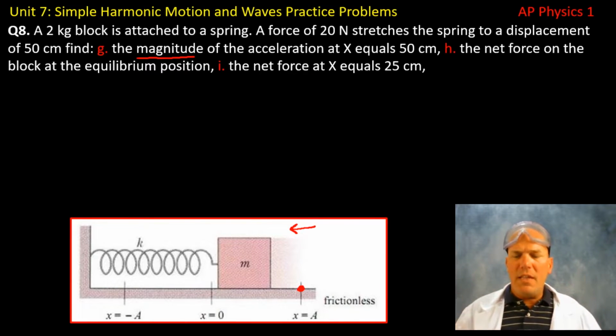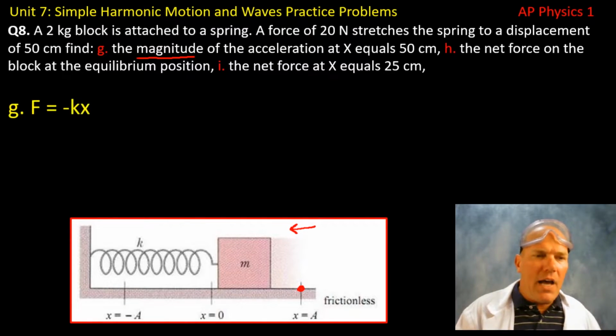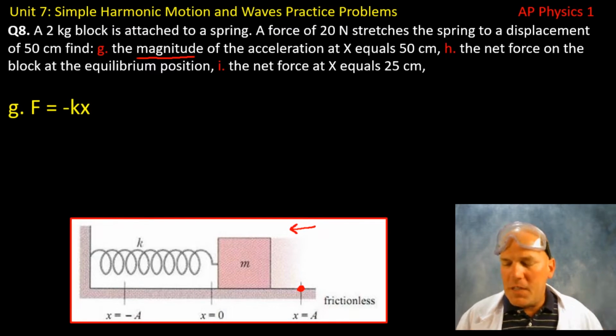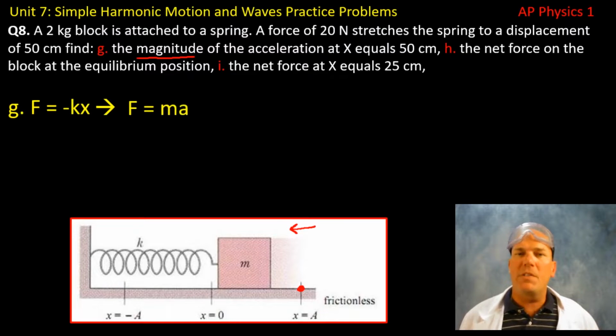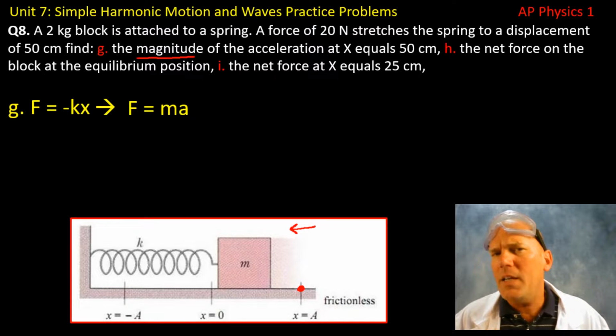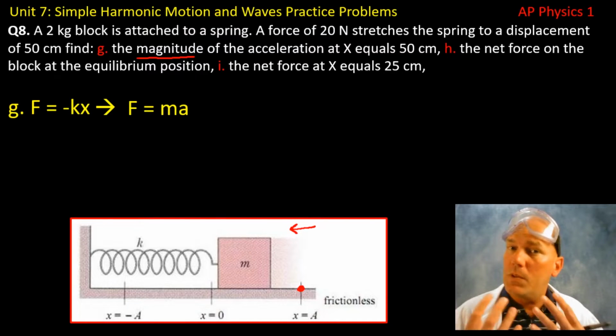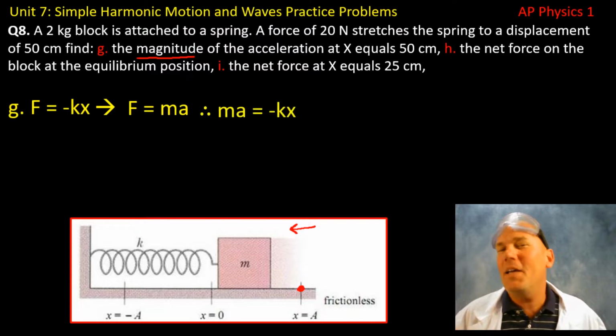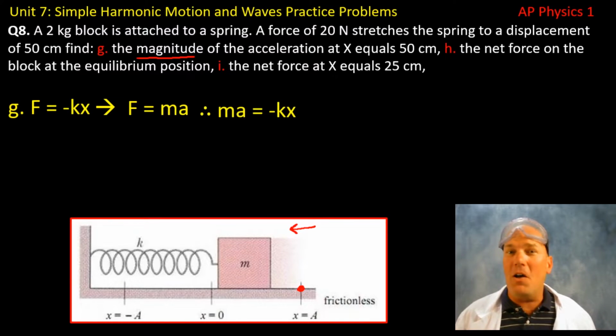So let's go ahead and solve part G. Using Hooke's law, we can set the force as equal to the spring force constant multiplied by the position. We know Newton's second law, that the force is equal to mass times acceleration. Therefore, mass times acceleration is equal to Hooke's law.